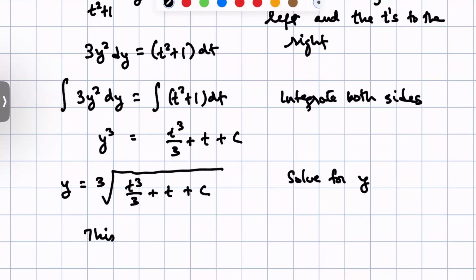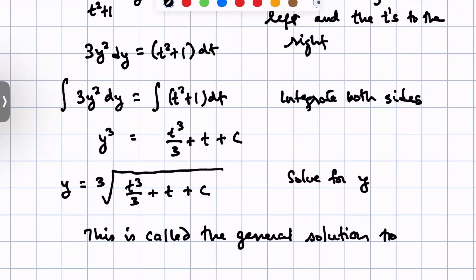So this is called the general solution to the differential equation above.